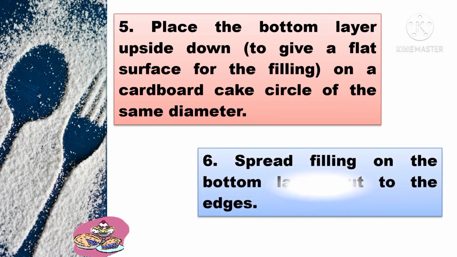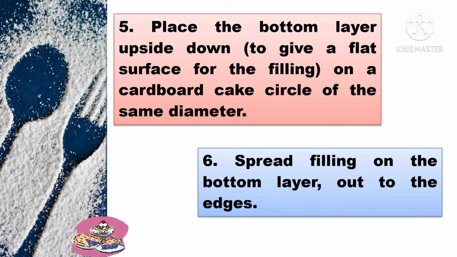Number 6. Spread filling on the bottom layer out to the edges. If the filling is different from the outside frosting, be careful not to spread the filling over the edges. One way to avoid spilling the filling over the edge is to pipe a row of icing using a tip for cake sides around the edge of the cake layer to form a barrier to hold the filling inside.